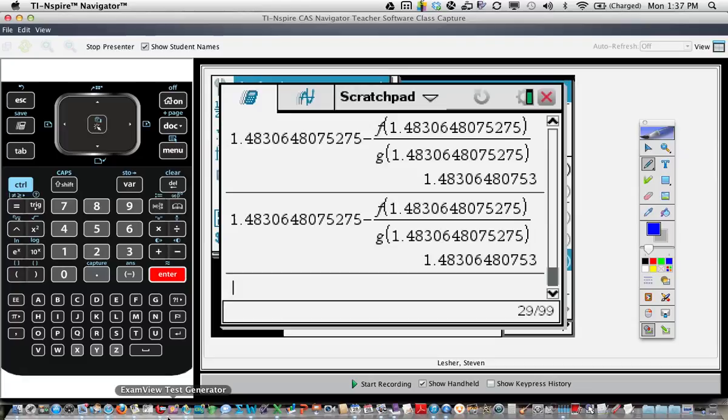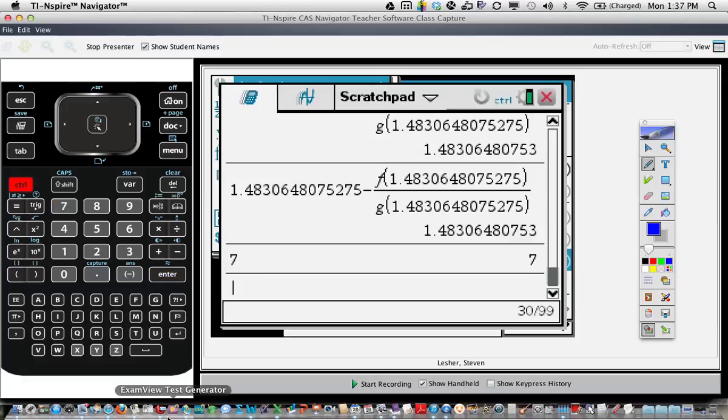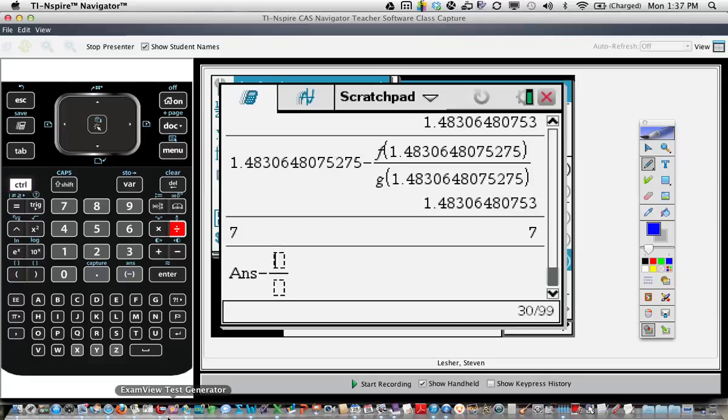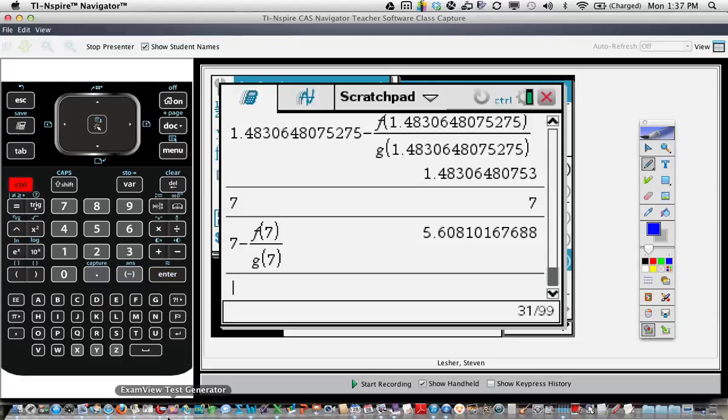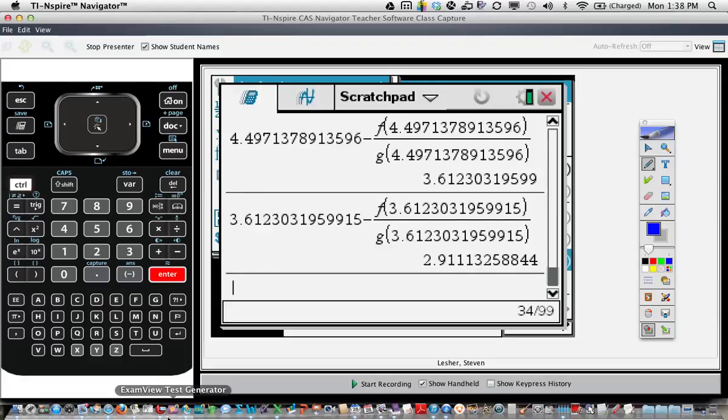So let's make a new guess. 7. So guess 7. How are you going to do this? 7, enter. And then answer minus f of answer. Now remember, this only works if you get a new function. You have to define a new f and a new g, right? Because you have to have f and f prime. But now he's going to do, whoops. Now be sure and hit control enter here. You're going to get fractions, and we don't want fractions here. Okay, hit enter again. Now slowly.